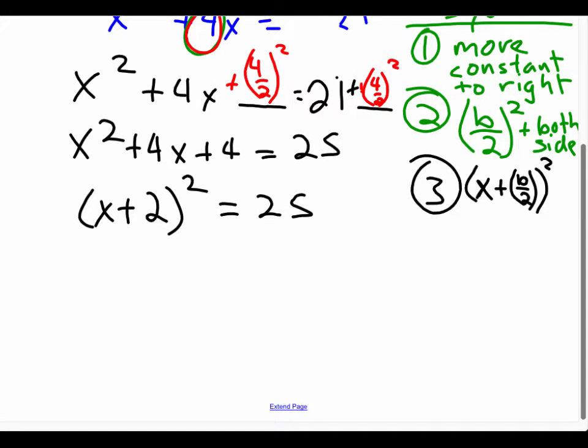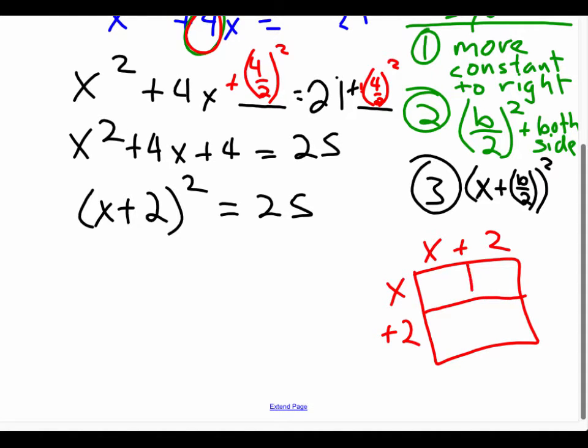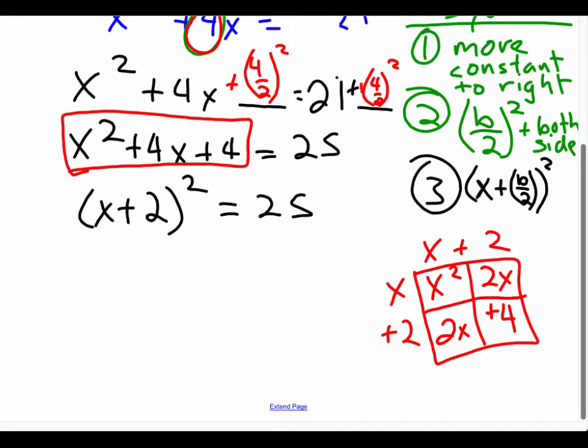Now, if you don't believe me, you wouldn't be required to do this all the time, but to prove that, if I say x plus 2 and multiply it by x plus 2, I get x squared, 2x, 2x, and then I get plus 4. So when I combine all that together, I get this stuff. So whatever b is, if I divide it by 2, square it and add it to both sides, I create a perfect square on the left-hand side. Most of these problems are rigged up so that you'll end up with a perfect square on the other side. Not always, but most of the time.